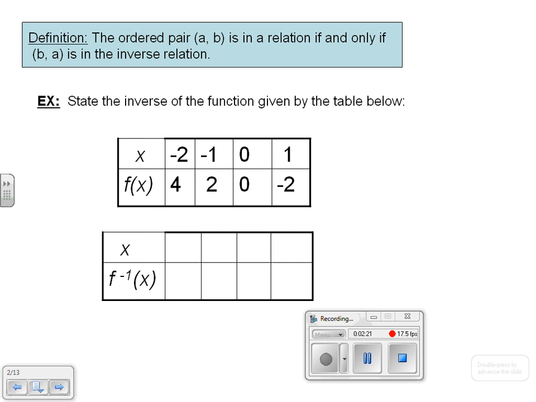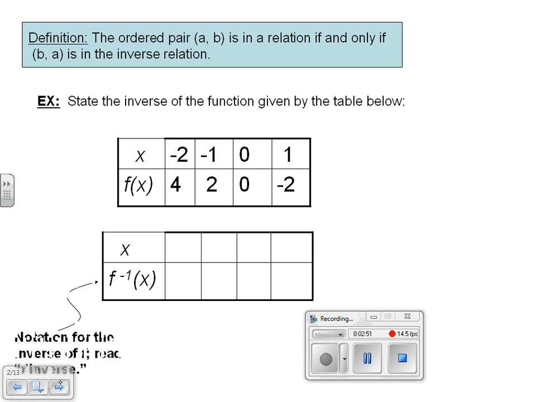Okay, here we go. All we need to do when we're talking about the inverse of a function, particularly in a table, is switch our x and y values. Up here where I had the point (-2, 4), I'm just going to switch those. So (-1, 2) becomes (2, -1). (0, 0) is a nice one, isn't it? And then (1, -2) becomes (-2, 1). As far as the table goes, that's the end of the story. It couldn't be any nicer for us.